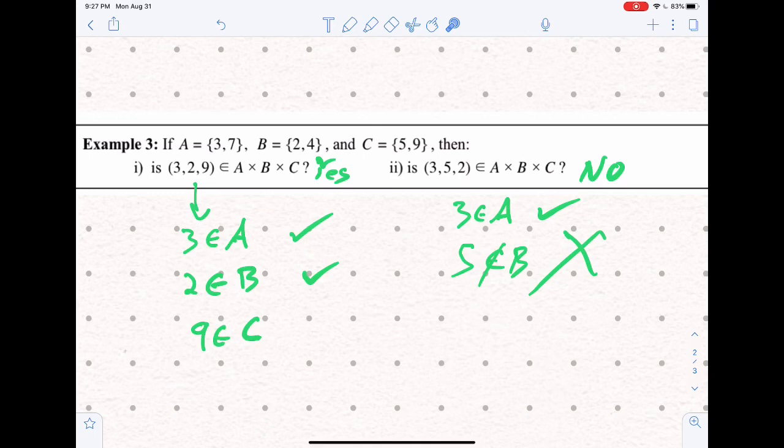Okay. So that's our answer to example 3. You guys will have some problems of your own to work on that are similar to this. Give them a try, and don't hesitate to reach out to me if you have questions.